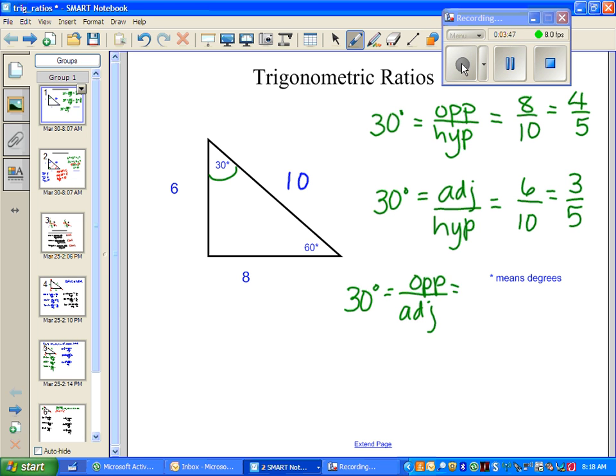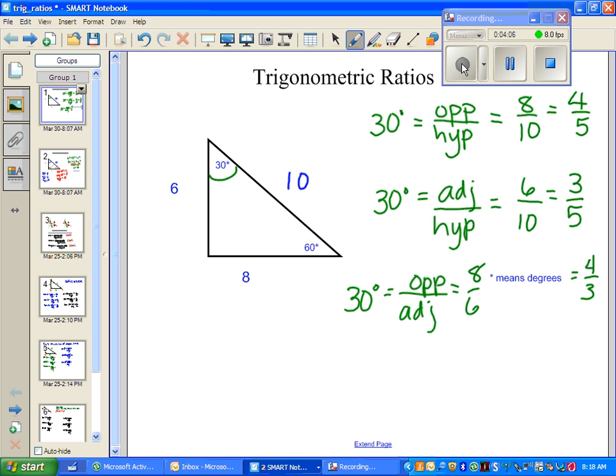And then could somebody tell me the ratio of the side opposite of 30 degrees over the side adjacent to 30 degrees? Ken? 8, 6. Good. And what is that simplified to equal? 4/3. And you leave it improper if it's an improper fraction. You don't change it to the next number.